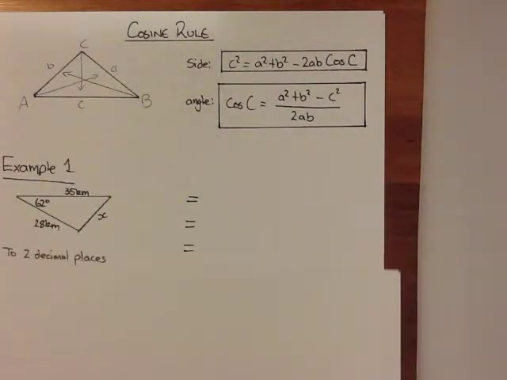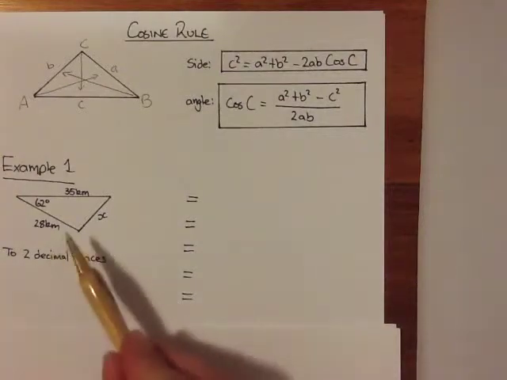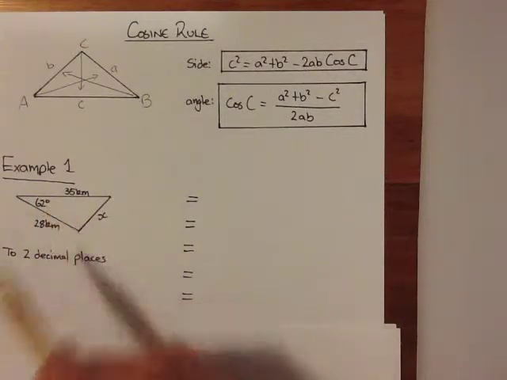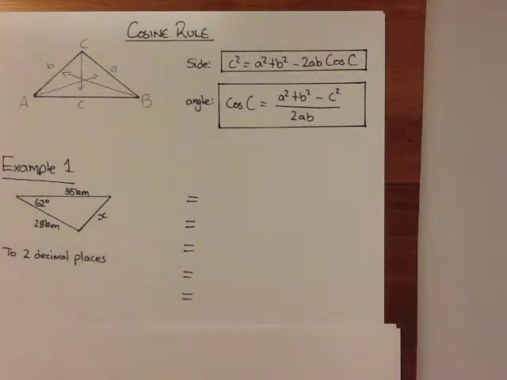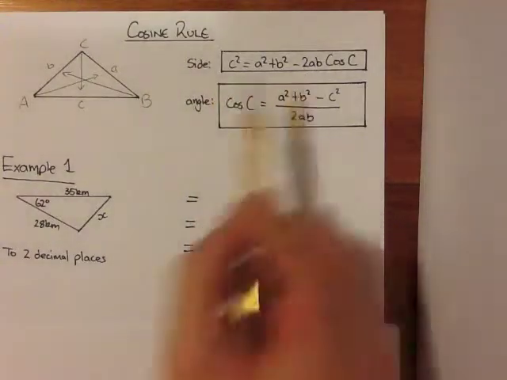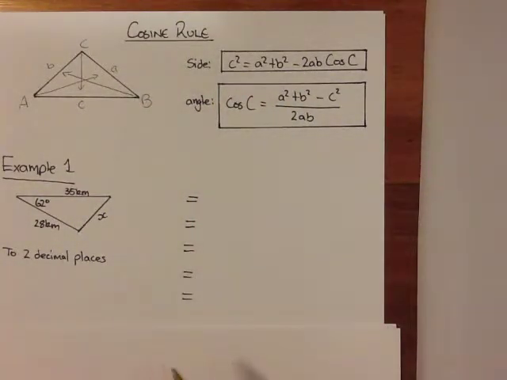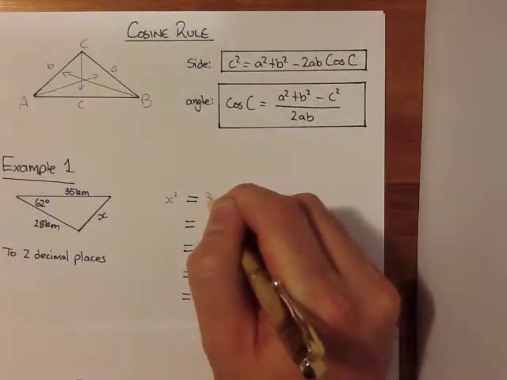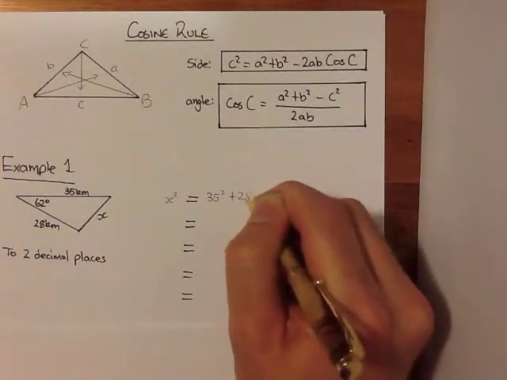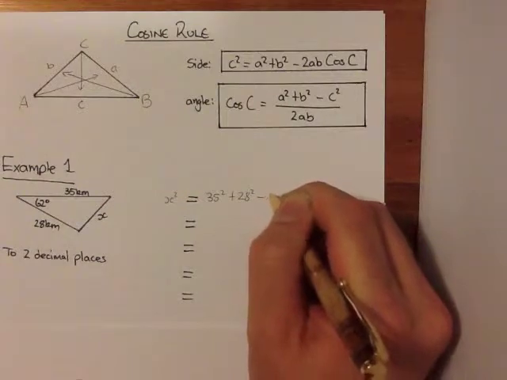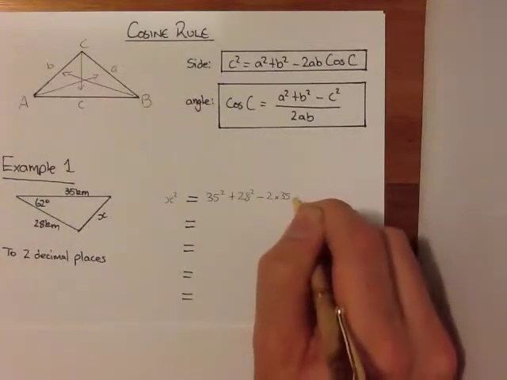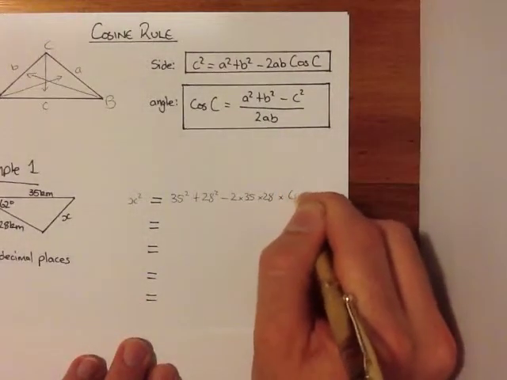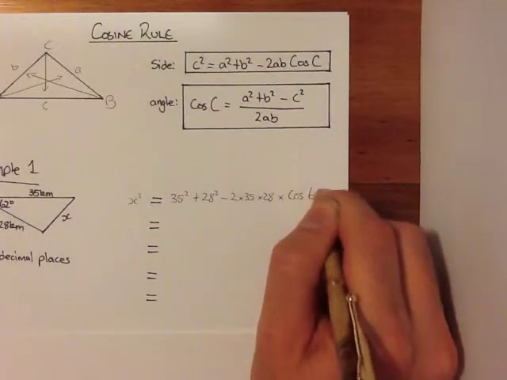The first example we'll look at is finding a side. Here you can see we have a triangle and we have four pieces of information. Three sides and one angle. Here our unknown is a side, so we're going to use our side formula. Substituting the information that we know, x squared is equal to 35 squared plus 28 squared minus 2 times 35 times 28 times cos 62 degrees.